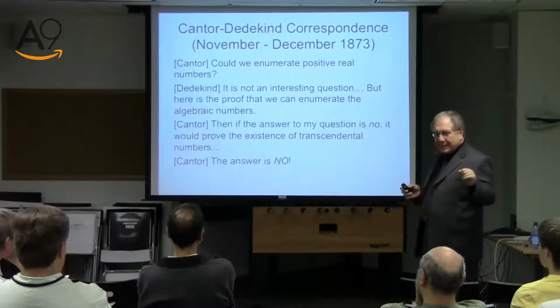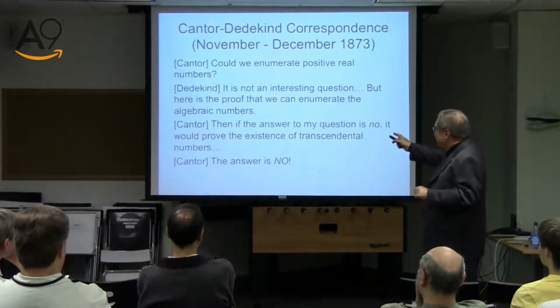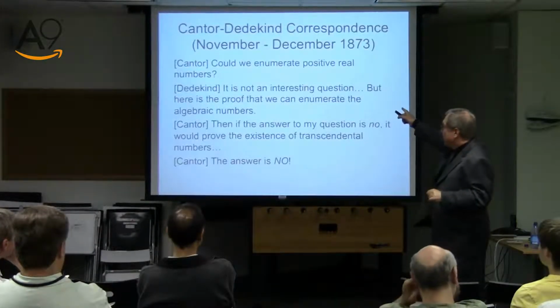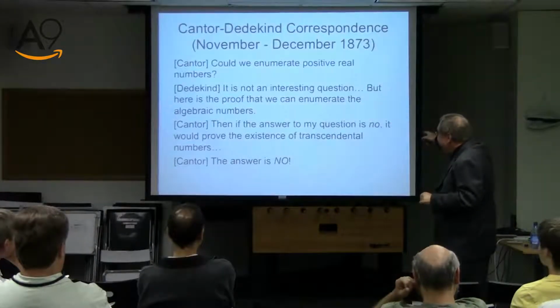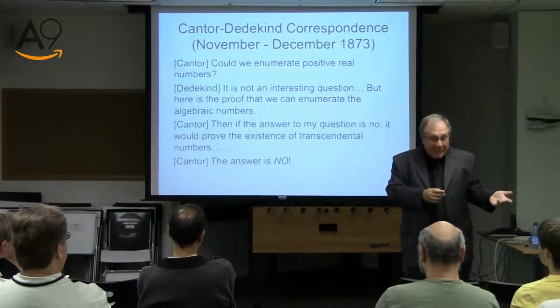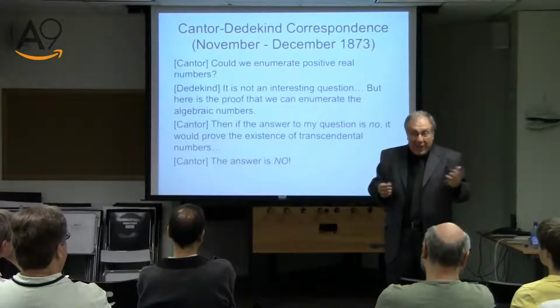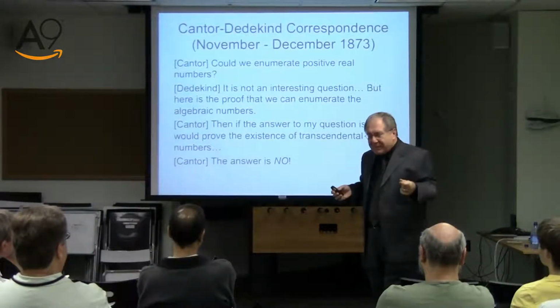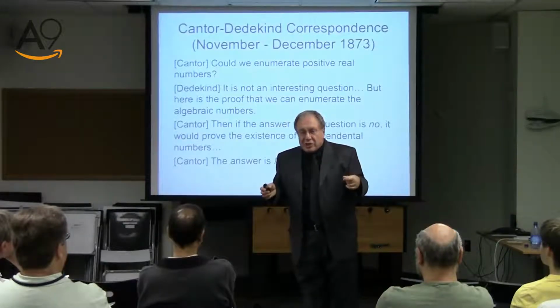But then Cantor writes in a letter, if the answer to my question is no, that we could not enumerate positive real numbers, then it will prove the existence of transcendental numbers. Because if we could enumerate algebraic numbers but cannot enumerate real numbers, then there are real numbers which are not algebraic. Make sense? That's what he says. We'll have an existence of transcendental numbers. Again, a transcendental number is a number which is not a root of any polynomial with integer coefficients.